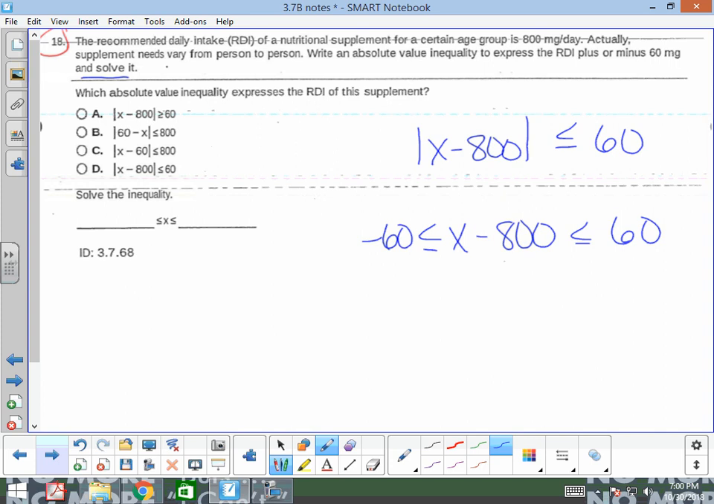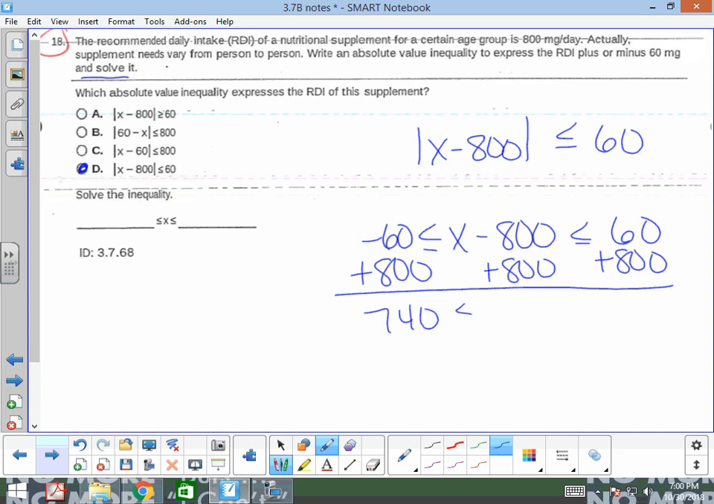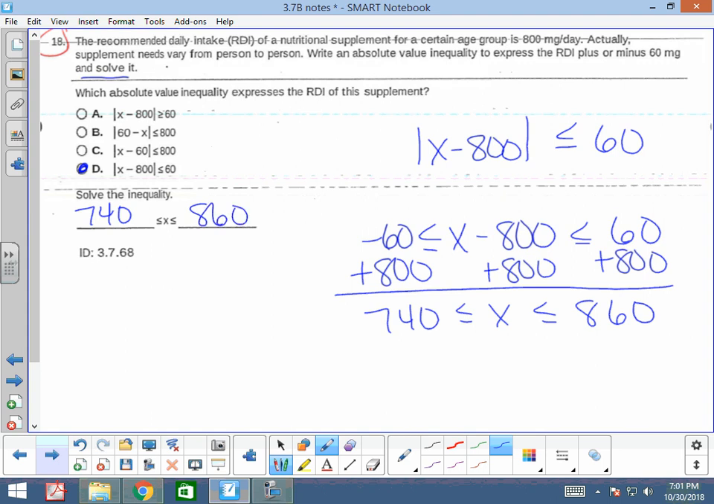Oh, first I have to check this one off. So this is D. Okay. So x minus 800 is less than or equal to 60, so it's between negative 60 and positive 60. Remember, this is where we add it to the middle, and we get 740. So x is between 740 and 860. Remember, the small number goes on the left, the big number goes on the right.